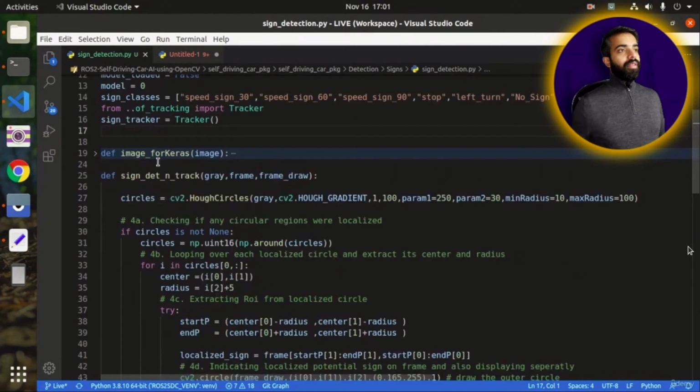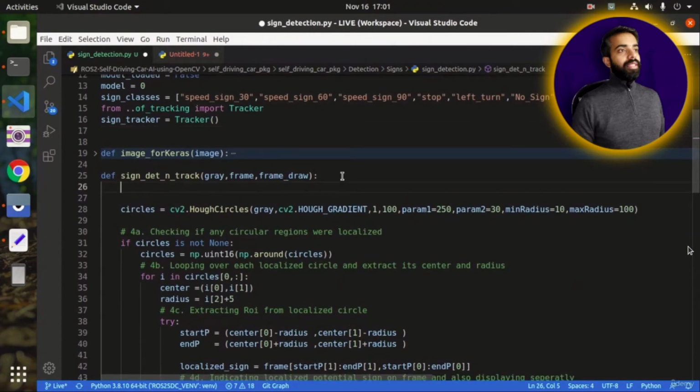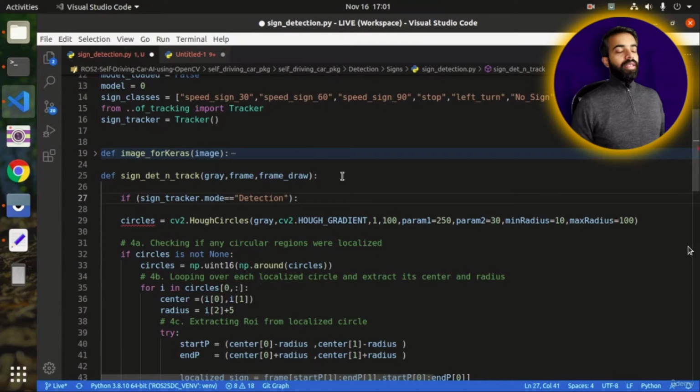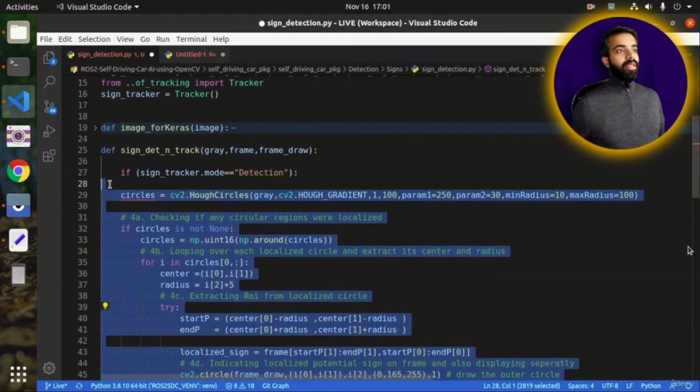Once you have created the object, we can now move inside the sign detect and track function and simply check the mode of our tracker. That is, sign tracker dot mode, if it is equal to detection. So if it is inside the detection mode, all the steps that have been done under it need to be done. So what we simply do is copy over all these steps and press tab. So all these steps are implemented when the sign tracker mode is detection.